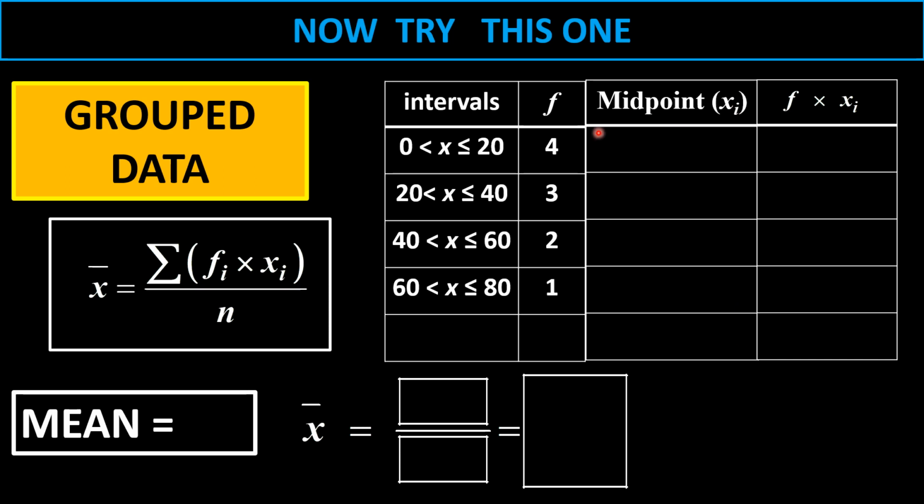Okay. So you first of all have to find the midpoints. Then you take the product of the frequency times the midpoint, and then you find the sum. Once you get the sum, you divide it by the number of data values. Right. You can pause the video and we can try it then.